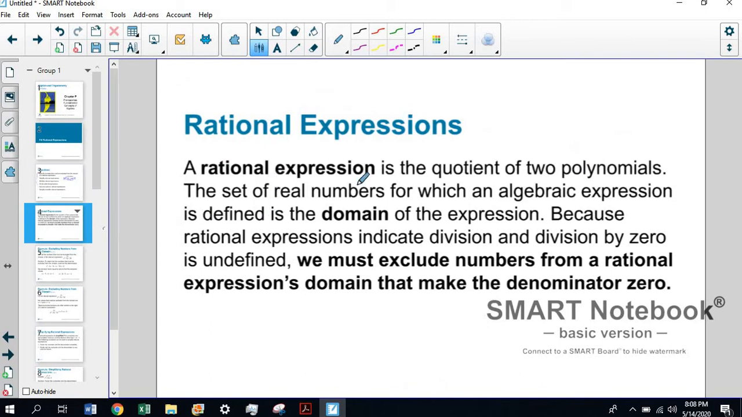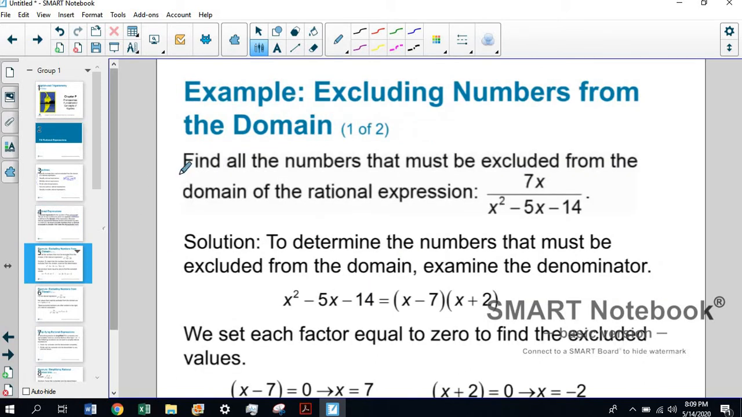A rational expression is just a quotient of two polynomials. There are other types of fractions, but technically they're not called rational expressions. And the domain is simply about when the bottom equals 0. Those are the things you don't want. You're not allowed to divide by 0, and so a rational expression has a domain of all real numbers except for the numbers that make the denominator 0. Here's an example.